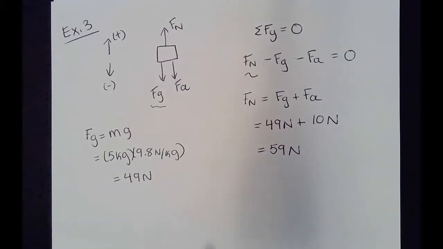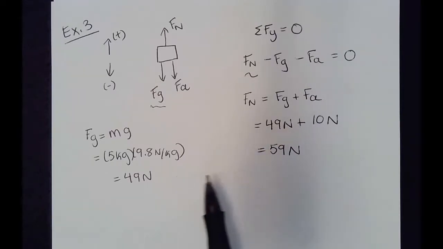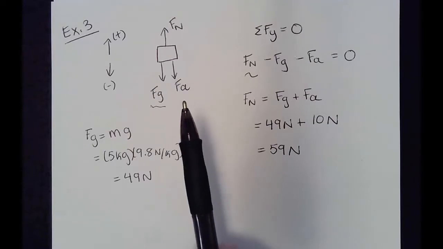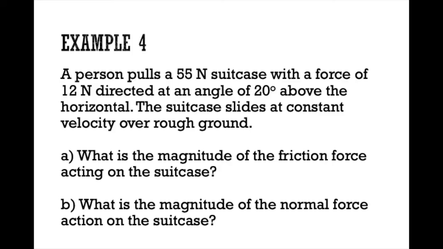Note that this is a good example of when we do not have the normal force equal to the weight. The normal force is greater than the weight to support the applied force that's pushing down on the book in order to keep the book at rest.